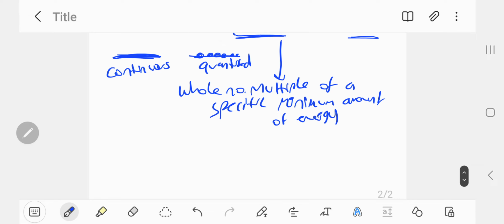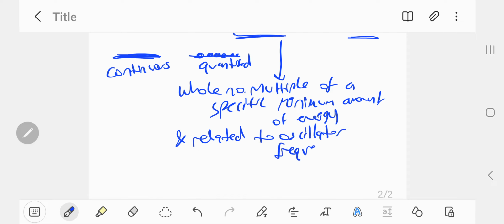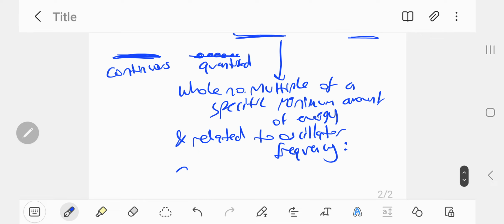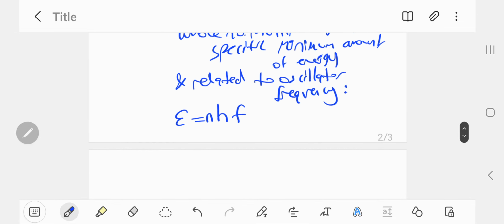And this is related to the oscillator frequency. He found that mathematically he could express the energy of the oscillator with the frequency of radiation emitted, right? So E is equal to hf. It's very simple. I should put an n in front of the h and f, E = nhf. Let me explain what this is about.